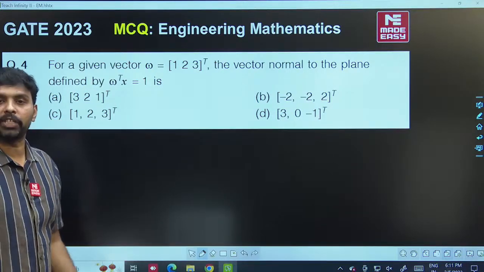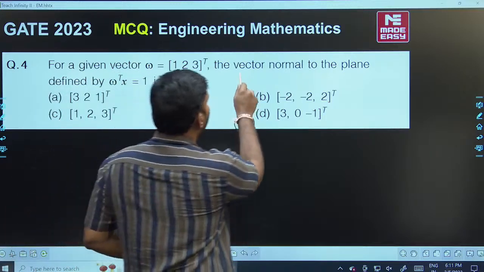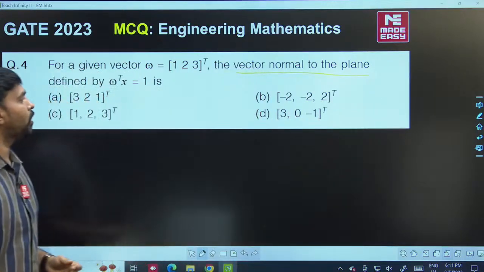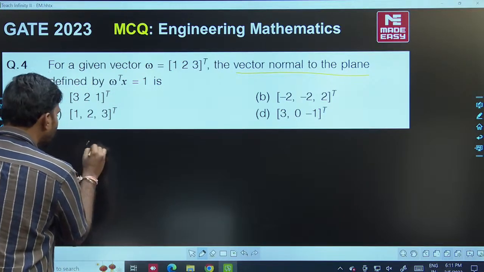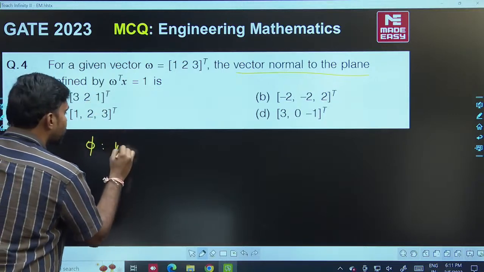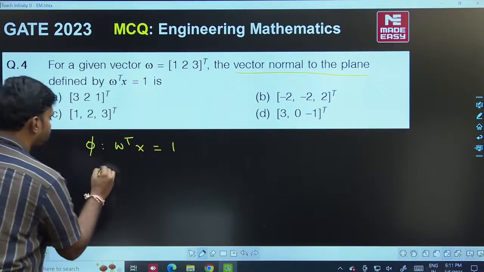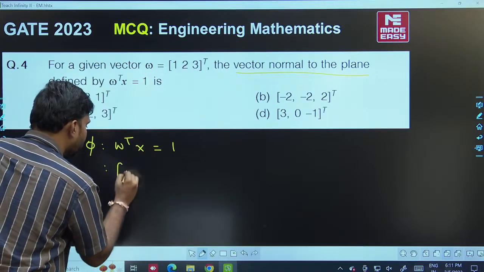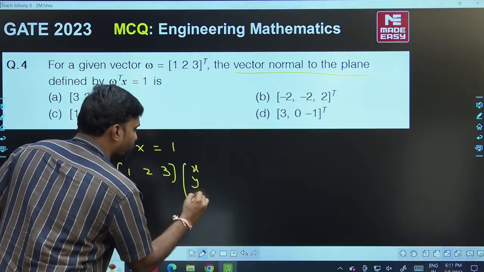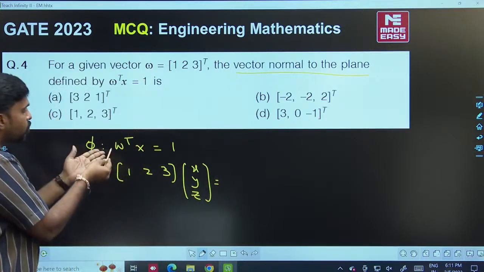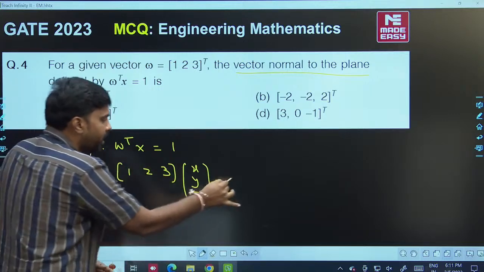So let us go for the next question. Here omega is given as a vector, but he is asking for the vector normal to the plane defined by it. The plane equation is given differently, so you have to find out what that is. Here omega transpose is nothing but 1 2 3, into x, y, z, these are the vectors. This is generally called the inner product of omega and x. So that inner product I am writing and equating to 1.